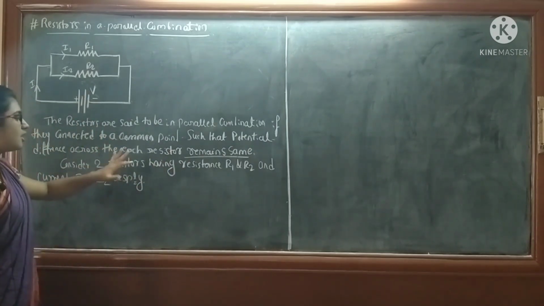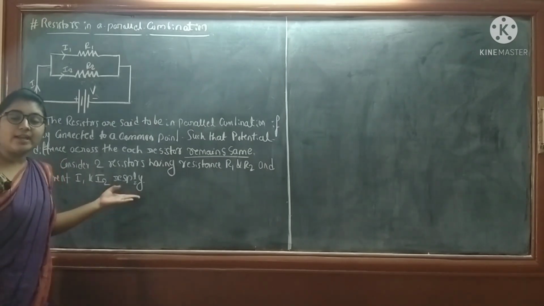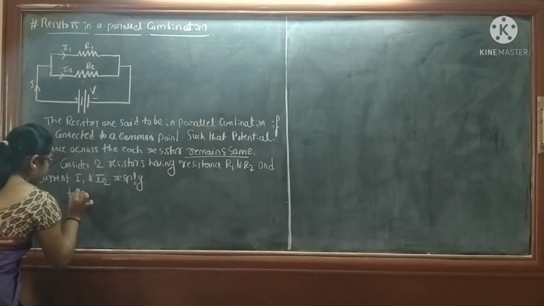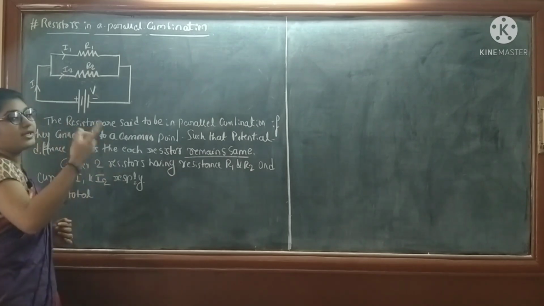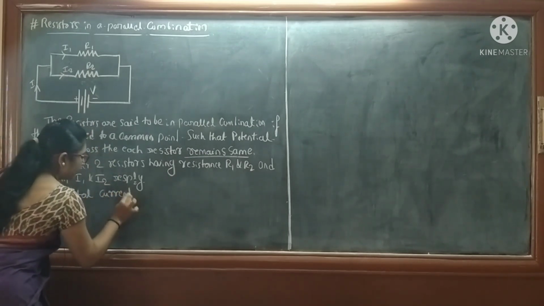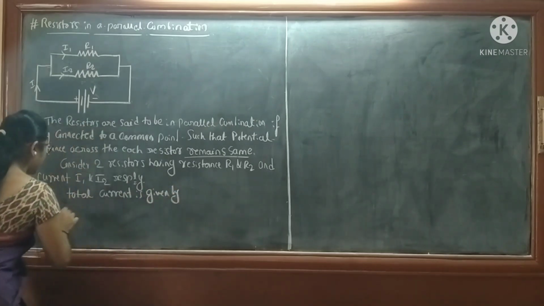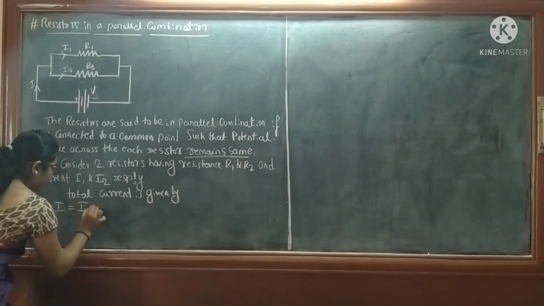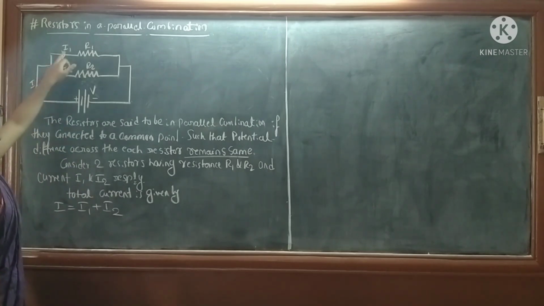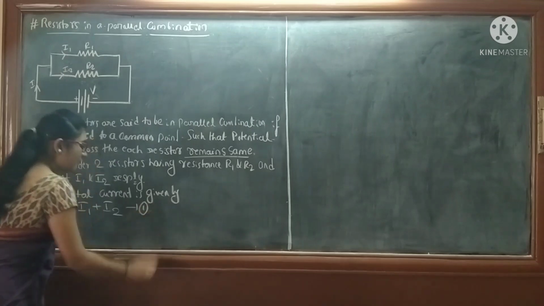So here the current is I1 plus I2. Can we write here the total current? Yes, total current. There we wrote the total potential difference. Similarly here the total current is given by, that is, I is equal to I1 plus I2. Take it as equation number 1.